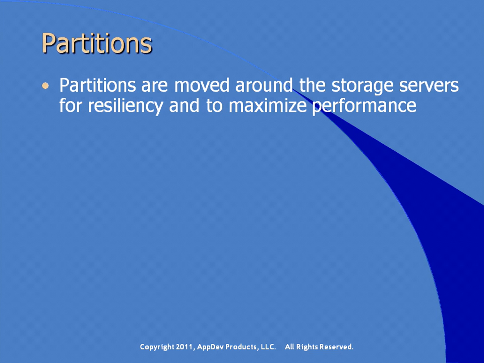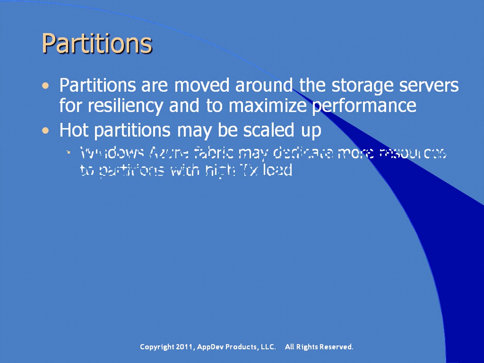So let's take a better look at partitions. Windows Azure does a good job of moving around partitions on the storage servers by itself. This is nothing that you have to do. Partitions are moved around the storage servers to maximize performance, and this is done automatically. This is nothing you have to code. There's a topic called hot partitions, and hot partitions may be scaled up, and we'll take a look at this in a second. But this is controlled by the Windows Azure Fabric. The Windows Azure Fabric may dedicate more resources to partitions with a high transaction load. For example, if it notices that one partition is getting hammered by transactions, it will automatically scale out those partitions and break those partitions up to improve performance.